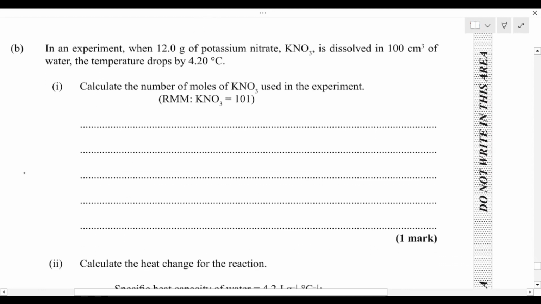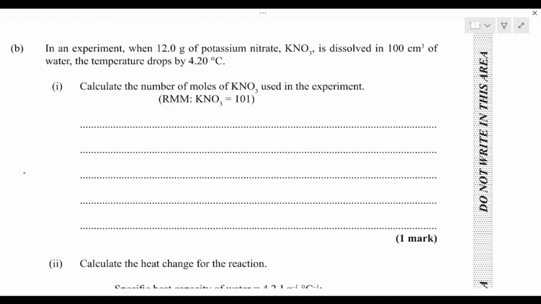In an experiment, when 12.0 grams of potassium nitrate is dissolved in 100 centimeters cubed of water, the temperature drops by 4.20 degrees Celsius. Calculate the number of moles of potassium nitrate used in the experiment, given that the RMM, the relative molecular mass of potassium nitrate, is 101.